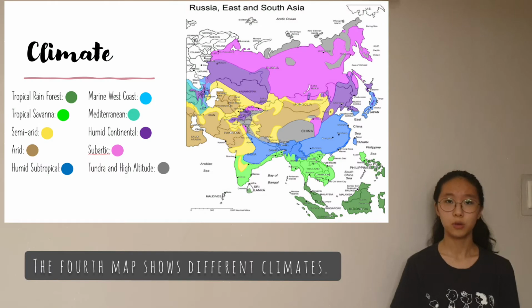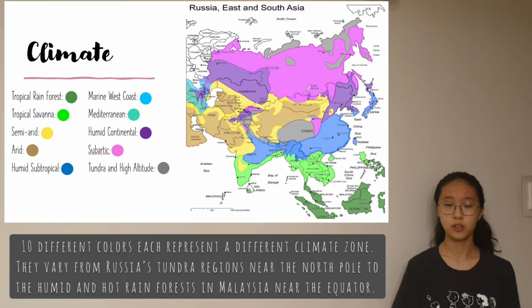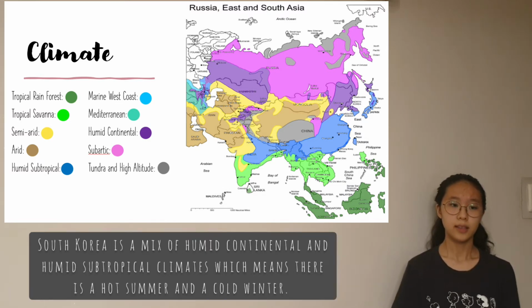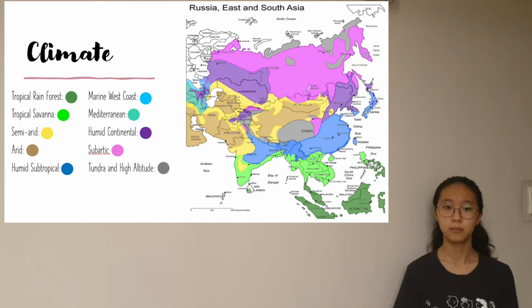The fourth map shows different climates. 10 different colors each represent a different climate zone. They vary from Russia's tundra regions near the North Pole to Malaysia's hot and humid rainforest near the equator. South Korea is a mix of humid continental and humid subtropical, which means there is a hot summer and a cold winter.